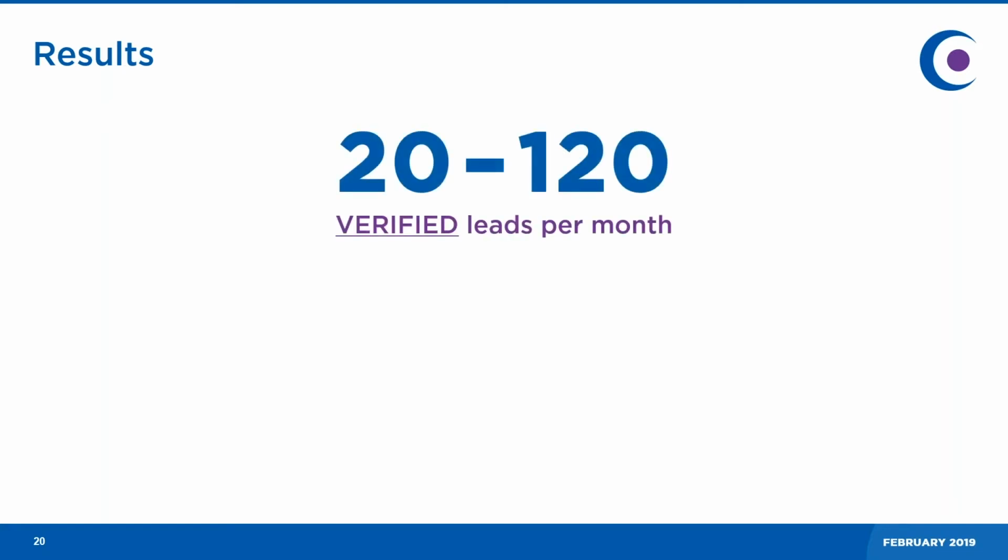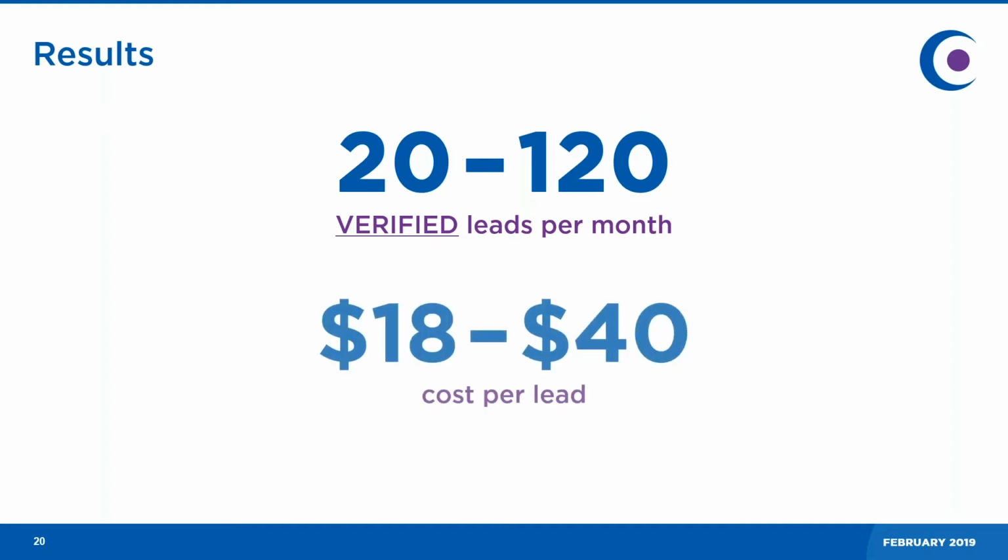At Blue Corona, our clients typically see, depending on their investment levels, how much they're willing to spend on local services ads in a month, some of them very small budgets, some very large, on average anywhere from 20 to 120 verified leads. We know they're verified because we listen to them. 20 to 120 verified leads per month, and the average cost per lead is right around $18 to $40. So I'll call it $30. We'll meet in the middle.